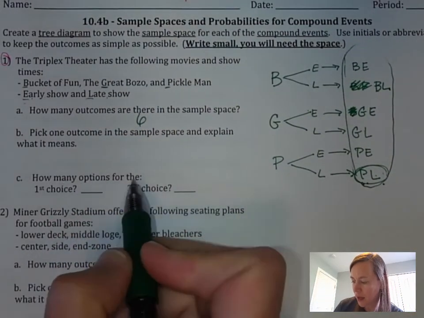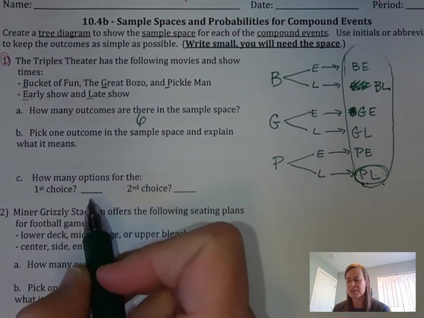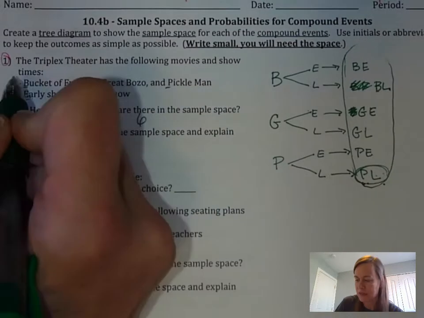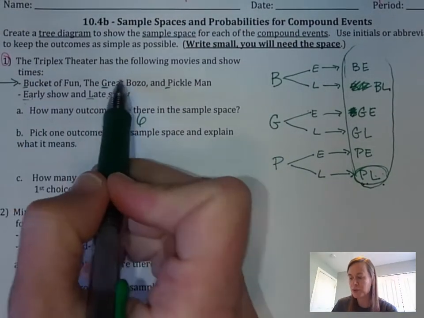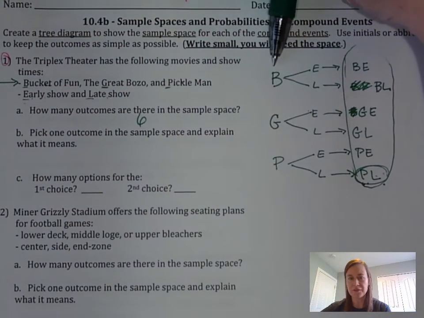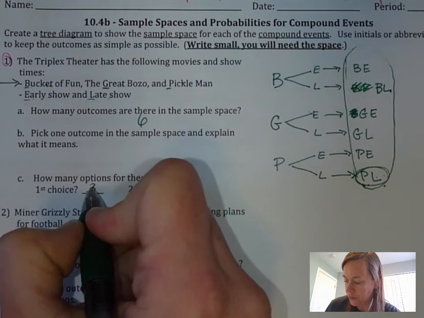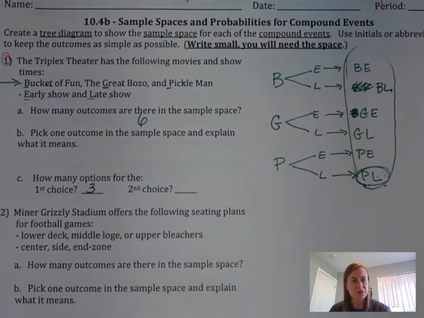So how many options are there for the first choice? And then for the second choice. Okay, what they mean by this, the first choice is this one. The first choice is which movie are we going to watch. So how many choices are there? Boom, boom, boom. You could also look at the first column if you want. Boom, boom, boom. 3 choices for the first choice. 3 options for the first choice.